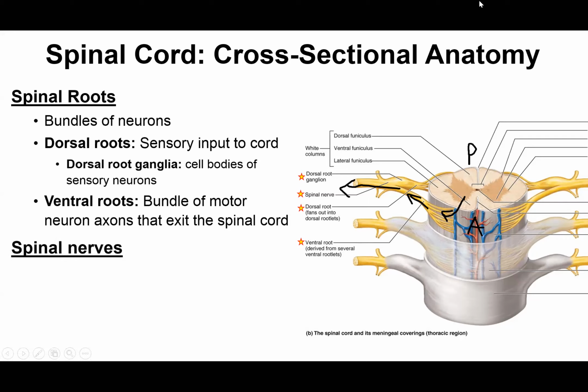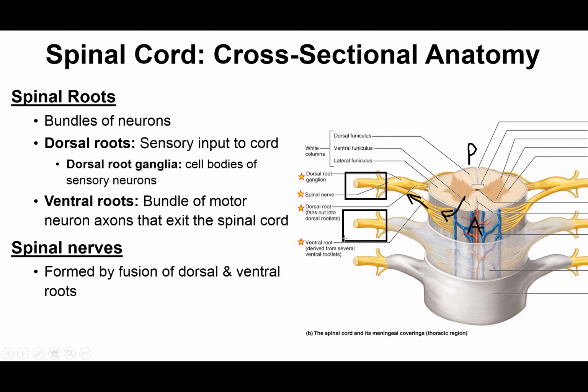Spinal nerves then are basically just when the sensory and the motor neurons meet up. Okay, so they are formed by the fusion of dorsal and ventral roots. So where they come together, where those roots come together, is actually what's making up spinal nerves. Okay.